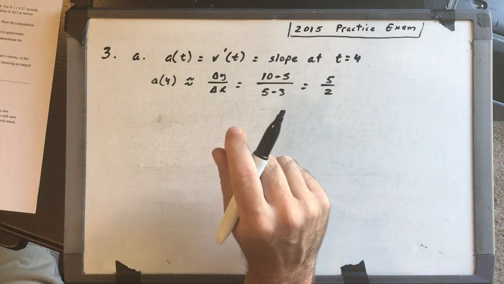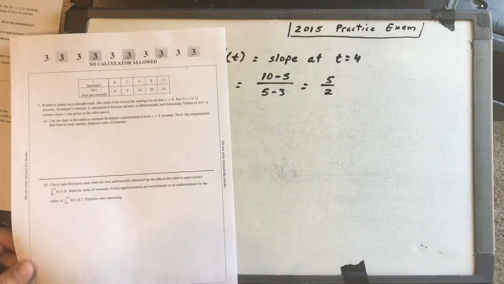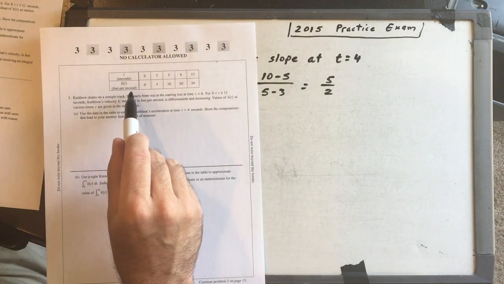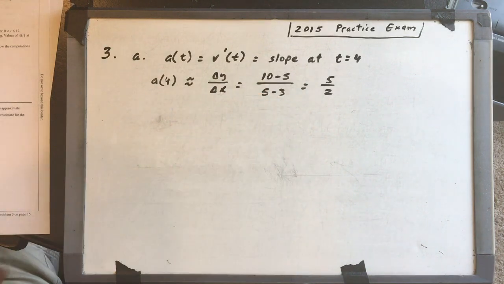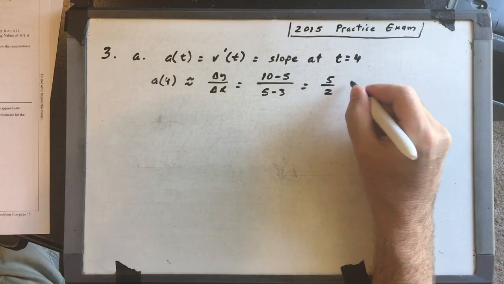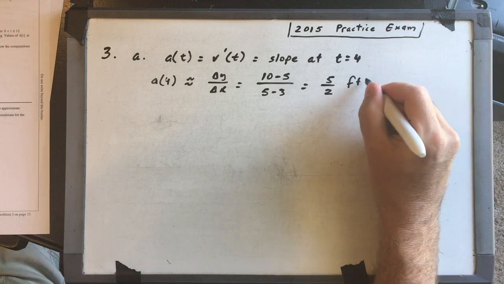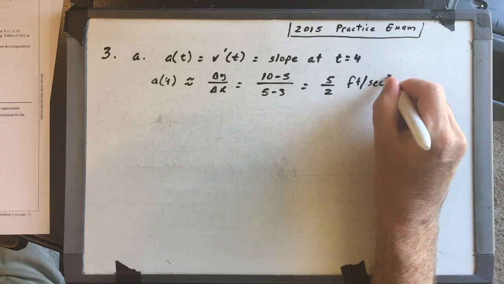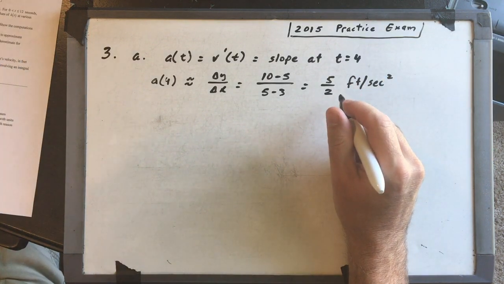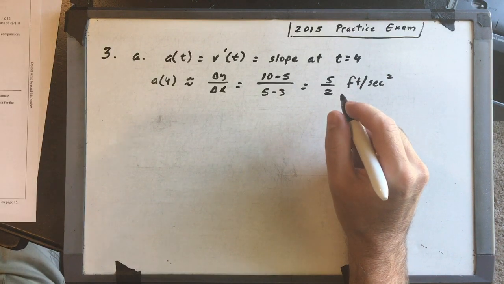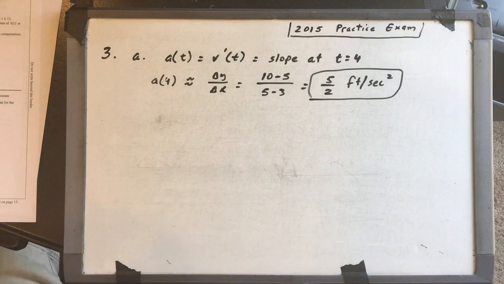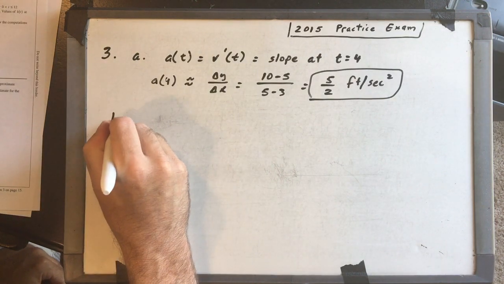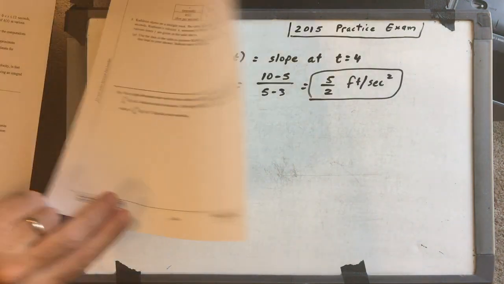And then to get the units, it's going to be y over x, the units for y divided by the units for x. So feet per second over seconds is feet per second squared. All right, and it doesn't look like we have to explain anything. The units would be important there, so don't rush through the units. All right, part B. Beautiful.